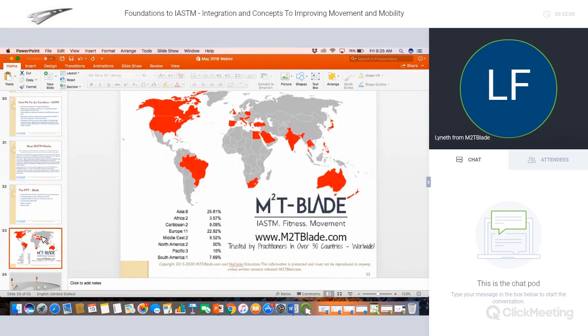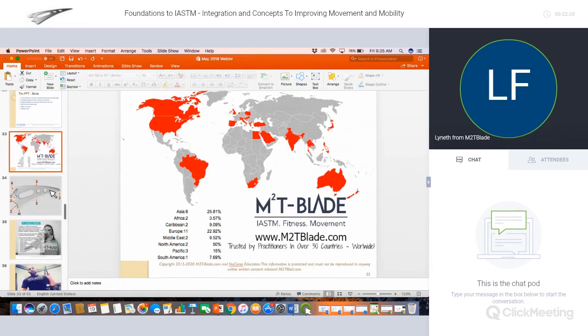This map is actually a little bit outdated. We're in 50 countries now, so we've just opened up, we were in Myanmar, we did the first certification in Myanmar last month, and we've also done Malaysia and Singapore, which is not on there as well.